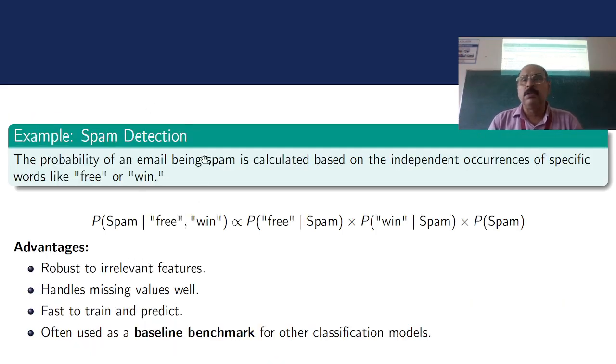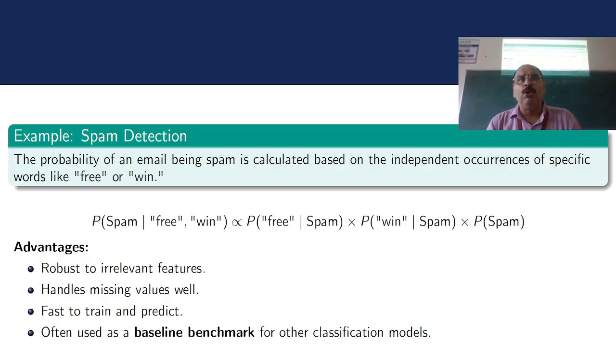An example we use is spam detection. The probability of an email being spam is calculated based on the independent occurrence of specific words like free or win. If an email contains the word free or win, we are trying to calculate the probability that this particular email is spam or not. For that, the probability of being spam given that you have free and win is proportional to the probability of an email containing free in its text given that the email is spam, into the probability that it contains win given that the email is spam, into the probability of an email being spam.